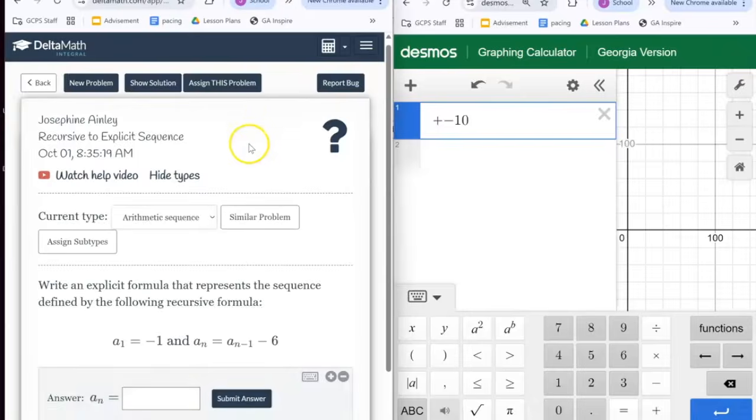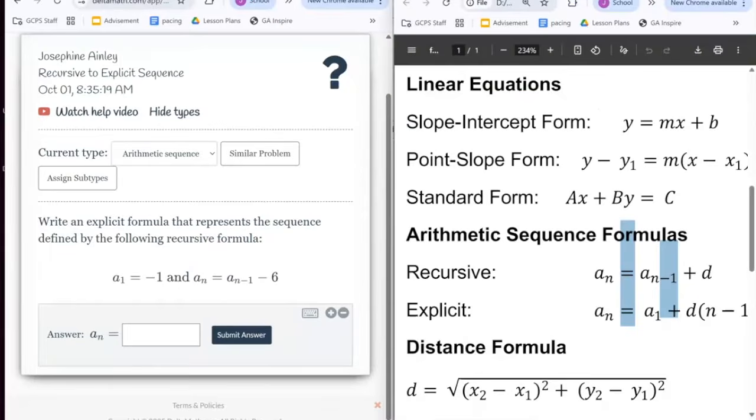So again, this time we're going explicit. So we're going from recursive to explicit. And all I need from the recursive piece is to know what this common difference is, so I can put it right here. Okay, so again, a sub n equals the first term. What's the first term? -1. All right, plus the common difference. And now instead of saying plus the common difference, I'm just going to see what the common difference is. So the common difference is right there.